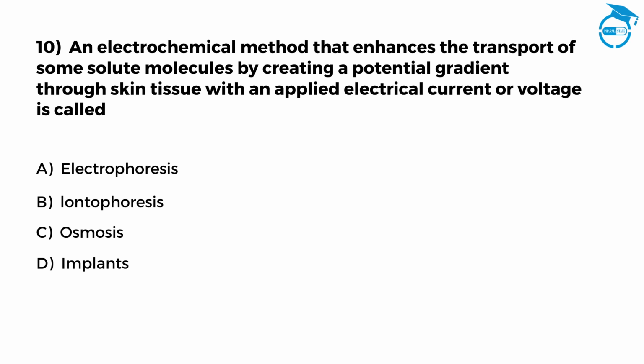Give it a try. An electrochemical method that enhances the transport of some solute molecules by creating a potential gradient through skin tissue with an applied electrical current or voltage is called: Option A, electrophoresis. Option B, iontophoresis. Option C, osmosis. Option D, implants. Your time starts now.